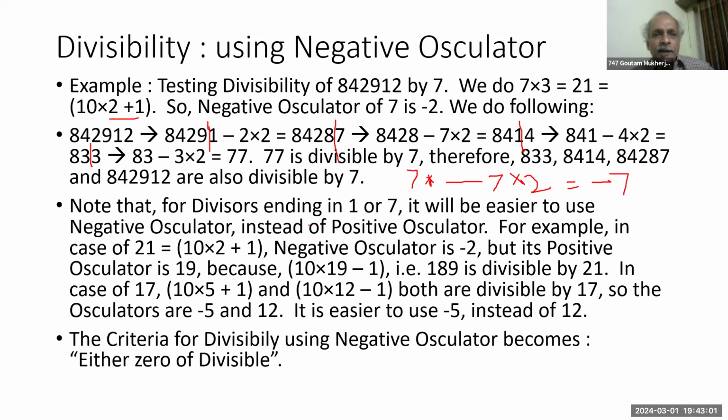Note that for a divisor ending in 1 or 7, it will be easier to use negative oscillator instead of positive oscillator. For example, in case of 21, its negative oscillator is minus 2, but its positive oscillator is very big.